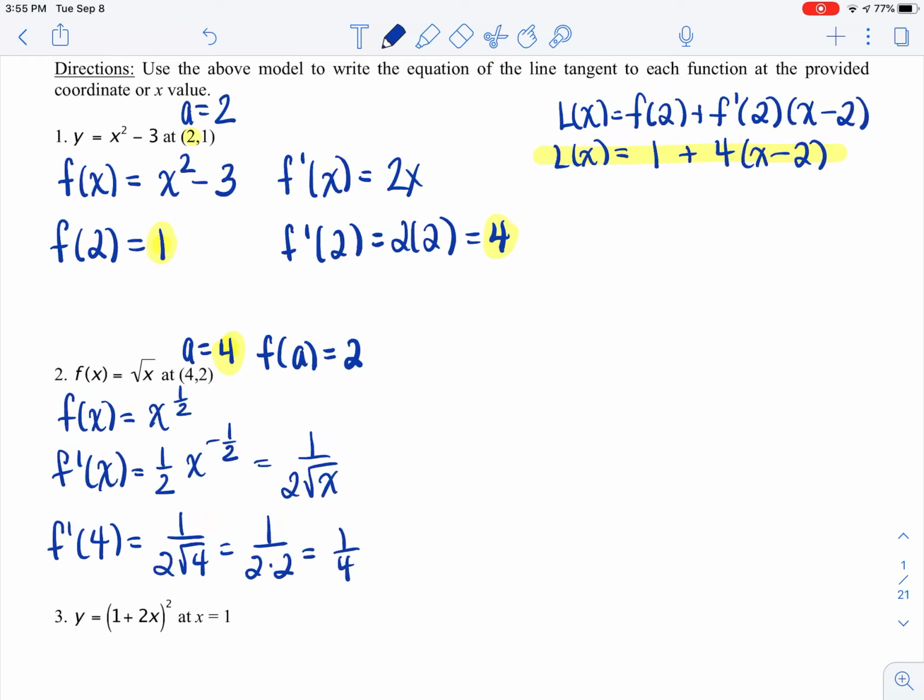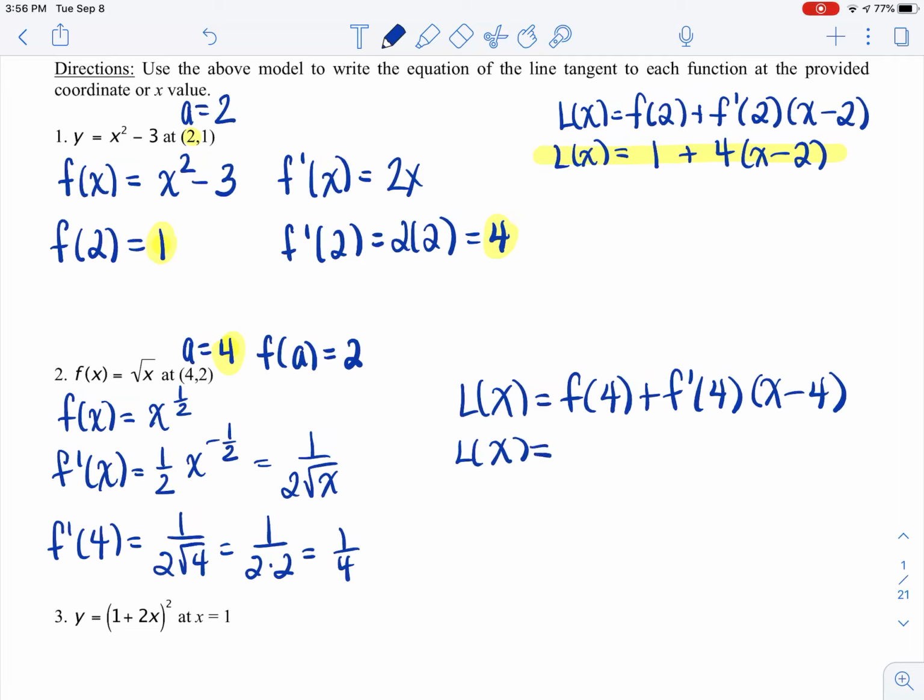So my general model is L of x equals f of 4, because that's my a value, plus f prime of 4 times x minus 4. As I start to plug in, I'll have L of x equals f of 4, which was given to me as 2. We calculated f prime of 4 to be 1/4, and then x minus 4 just stays like that in parentheses, and that is now the equation of my tangent line.